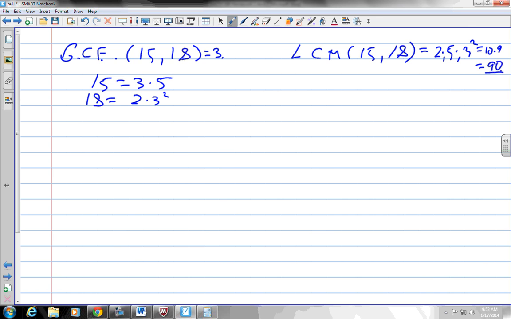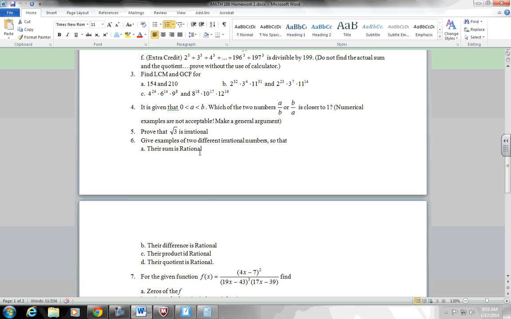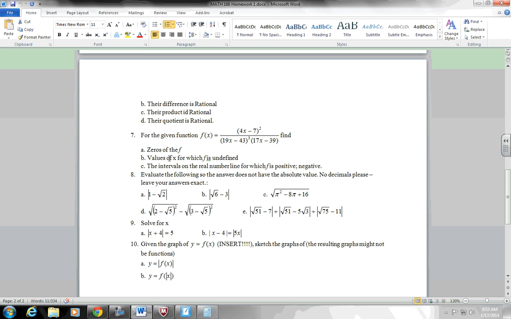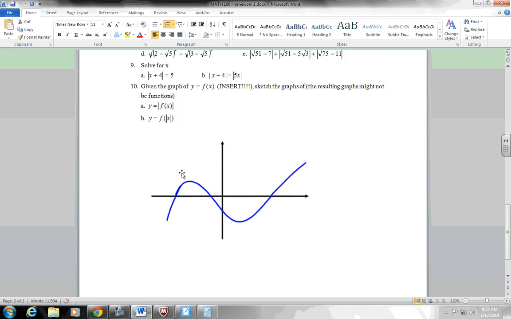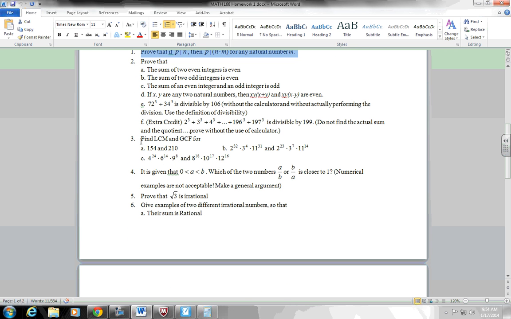So does that make sense how to find this? I think you have a few homework problems. We'll ask you to... Did you have homework problems that were asking you to do that? Yeah. LCM and GCF for these numbers.